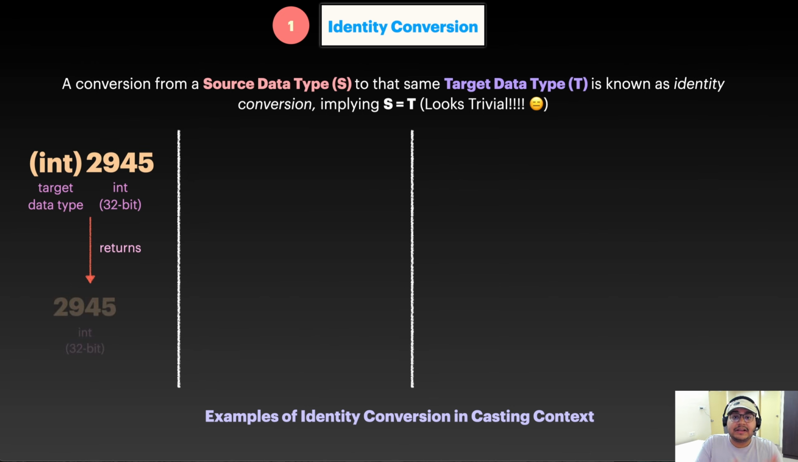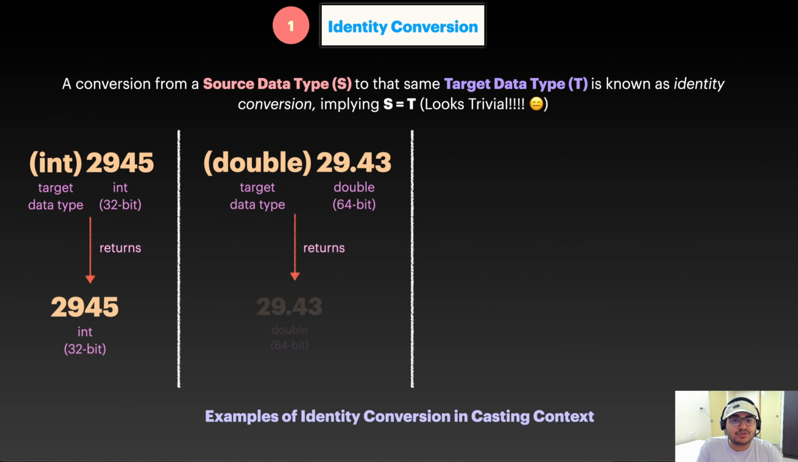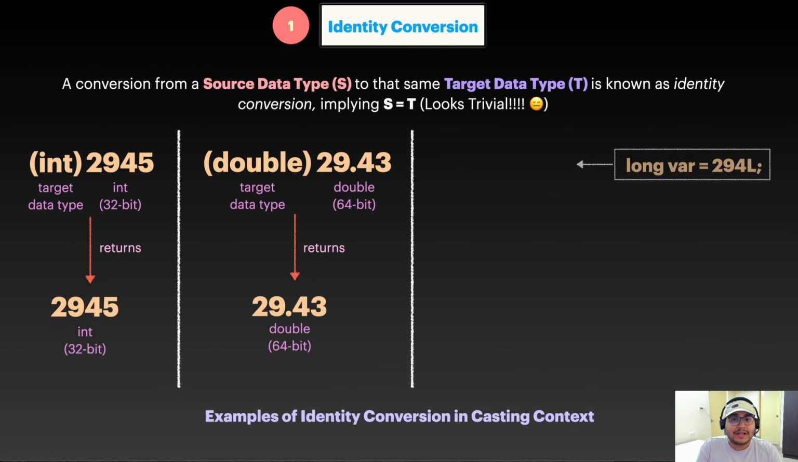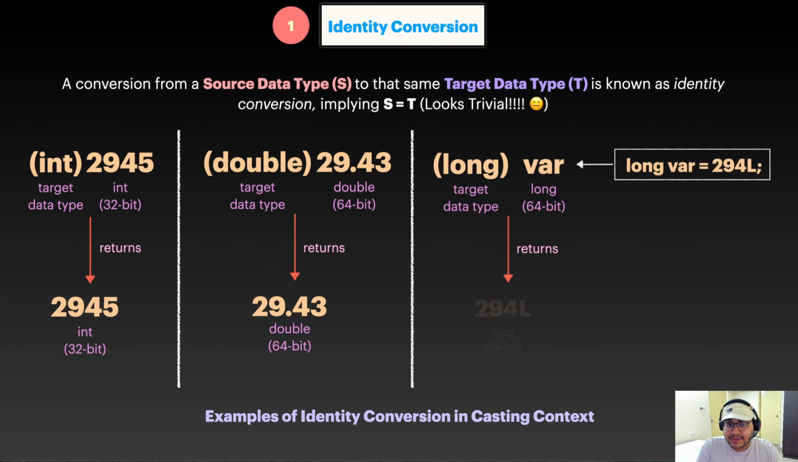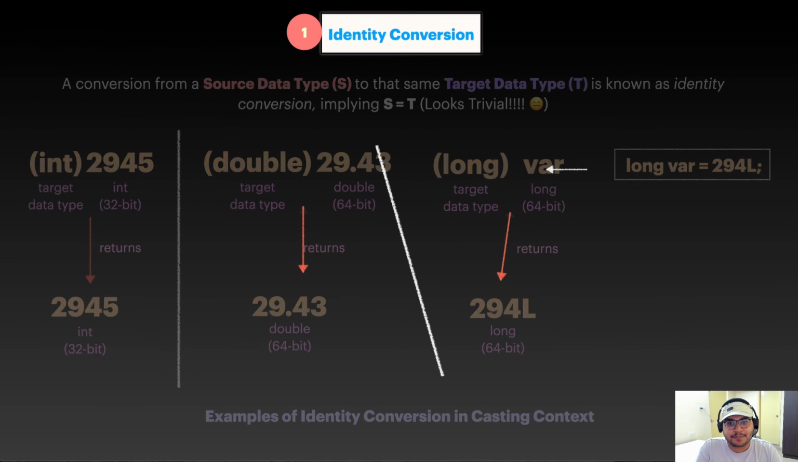For example, here the literal 2945 is of type int and is being cast to the same int type, returning 2945 with no change. This is an identity conversion. In the second example, the double literal 29.43 is cast to double, returning 29.43 without any change. Similarly, in the last case, var, a variable of long data type storing 294, is cast to the same long type, and again it returns 294 with no change. So that is an identity conversion.